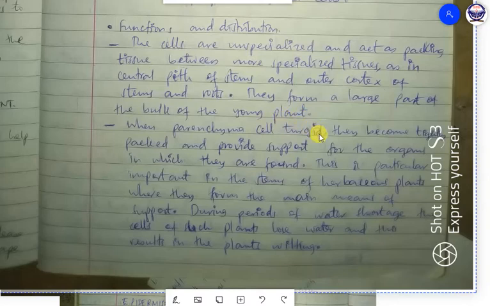When Parenchyma cells are turgid, yani that means when they are filled with water. Kama ulisoma session zilizopita, utakumbuka we discussed about turgor pressure, how the turgor pressure tends to happen. So when the Parenchyma cells are turgid, that means when they are filled with water, they become tightly packed and provide support for organs in which they are found. And the turgor pressure provides support more especially in herbaceous plants. This is particularly important in stems of herbaceous plants, where they form the main means of support.